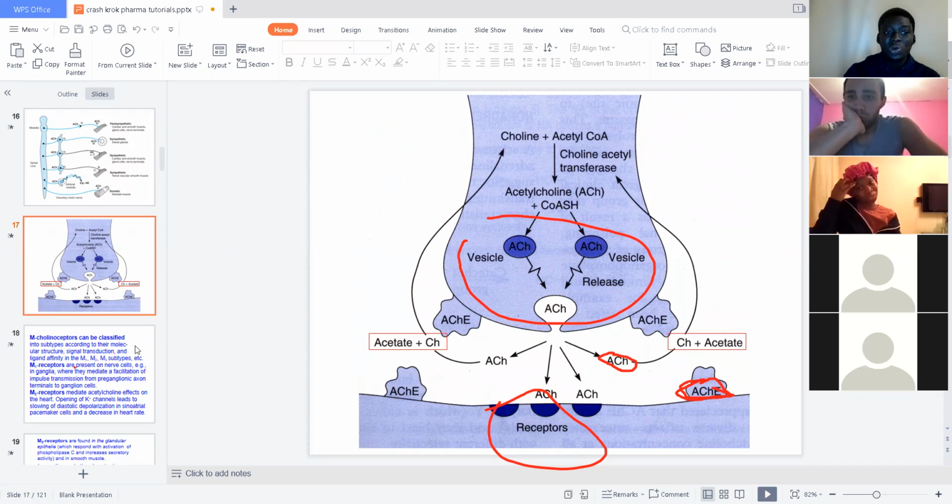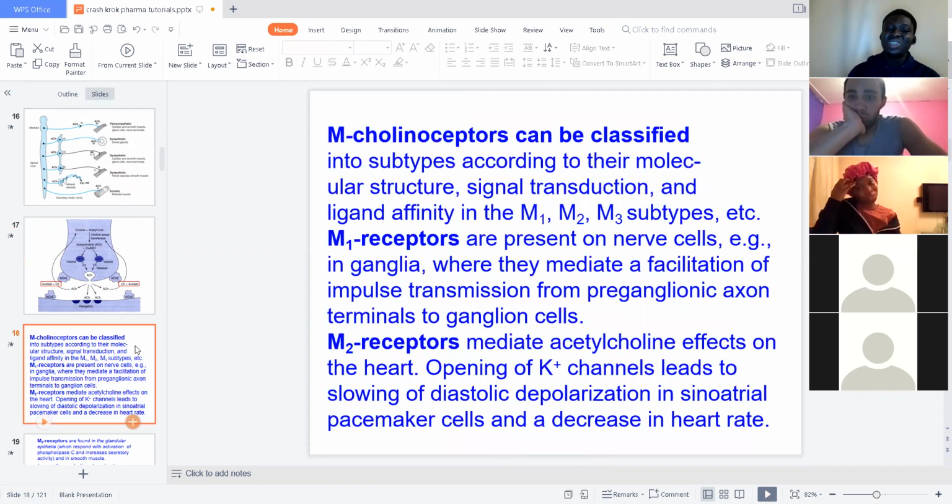Okay, so moving on, we have cholinoreceptors. So these are receptors responsible for acetylcholine. We have 5 muscarinic cholinoreceptors: M1, M2, M3, M4, and M5. So muscarinic cholinoreceptors have 5 receptors, M1 to M5.